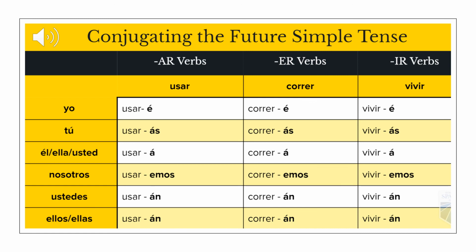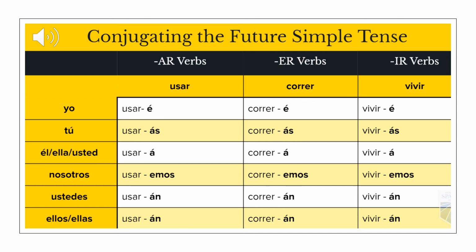So let's say in the future. I would say the future, in my opinion, is a bit easier because with the future, you just use the entire infinitive. You don't remove the ER, the AR, or the IR. You keep the whole verb, and all you have to do is add these highlighted endings in bold. So for AR, you literally just keep the infinitive and add é, ás, á, emos, án.